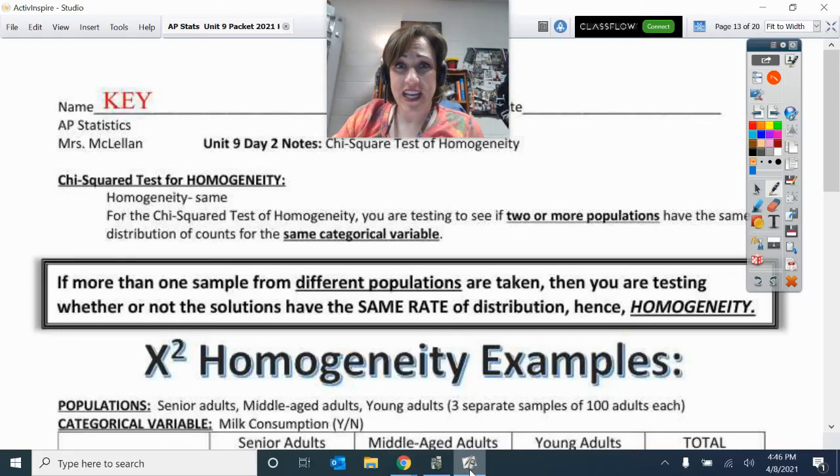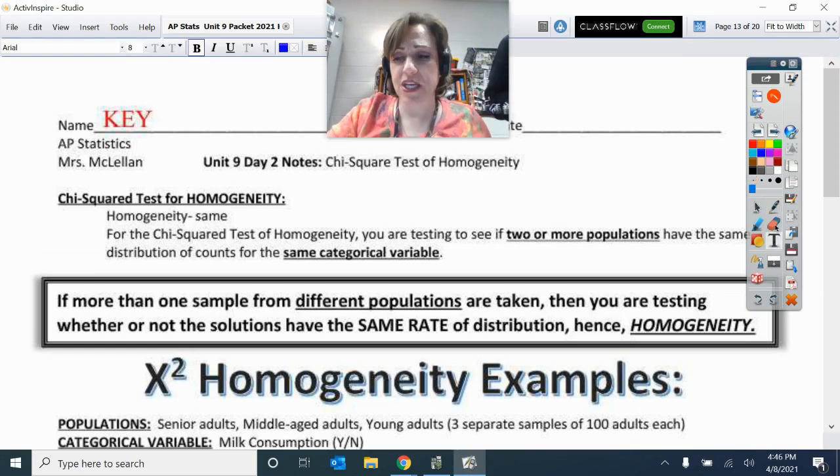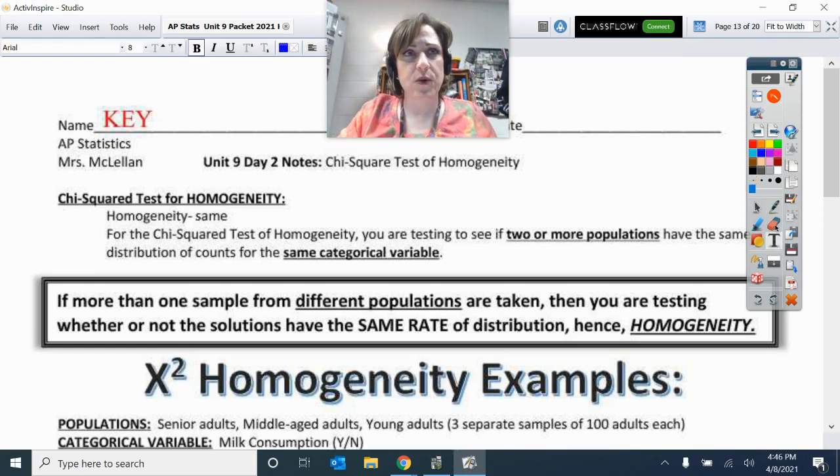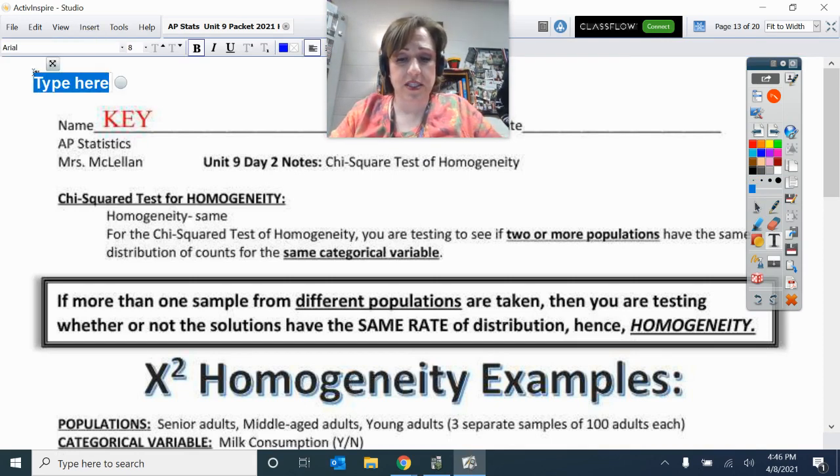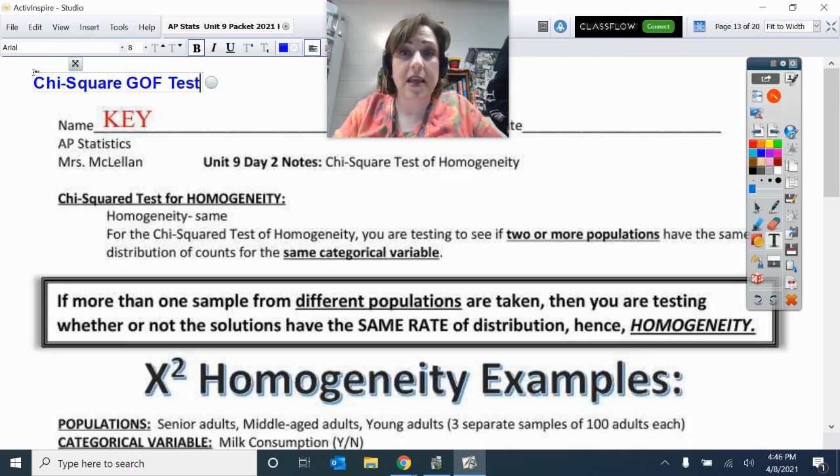All right, let's check out our next kind of chi-squared test. So the first main thing that we need to understand and know is our chi-squared goodness of fit. Here is what the situation was with that one.